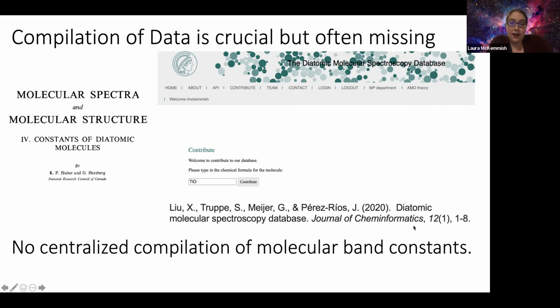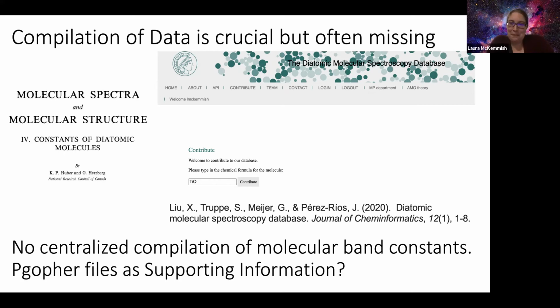But there's no centralized compilation of the band constants. And probably the best thing we can do in the short term, absent some funding, is make sure we add pGopher files or something similar as supporting information, because with time and a bit of community engagement, we can compile all the pGopher files so that we've got data for lots of different molecules.